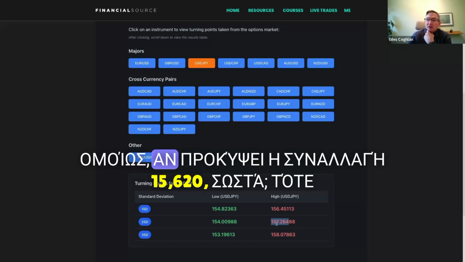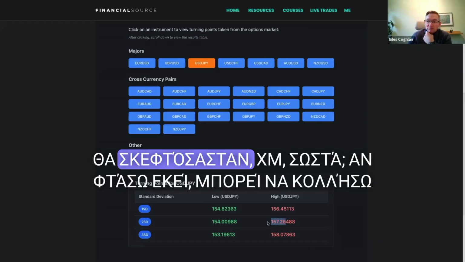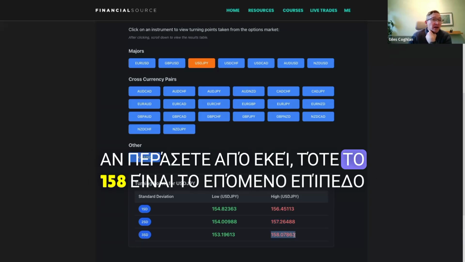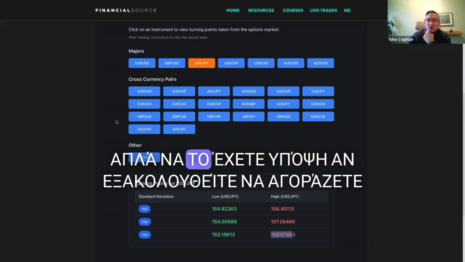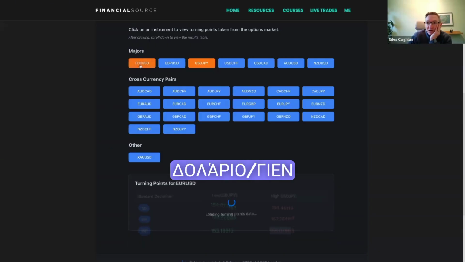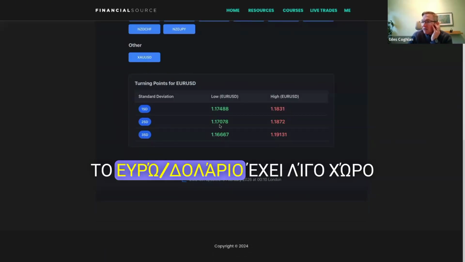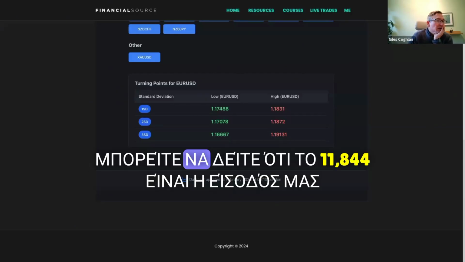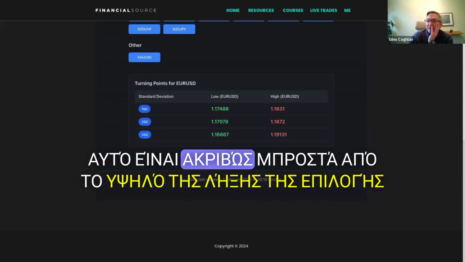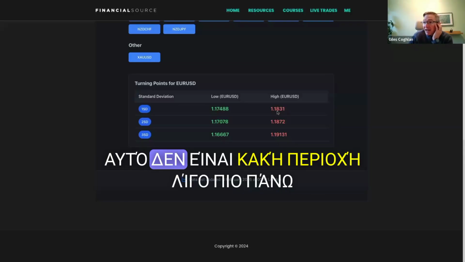Similarly, if the 15620 trade comes on, then you'd be thinking, if I get up to there, I might stall. If you get through that, then 158 is the next level, a big round number. And I would have it just before the 158 level. Just be aware of that if you're still trailing dollar yen longs. Euro dollar has got a bit of space. 11844 is our entry. That's just in front of that option expiry high. So that's not a bad area, just above it.